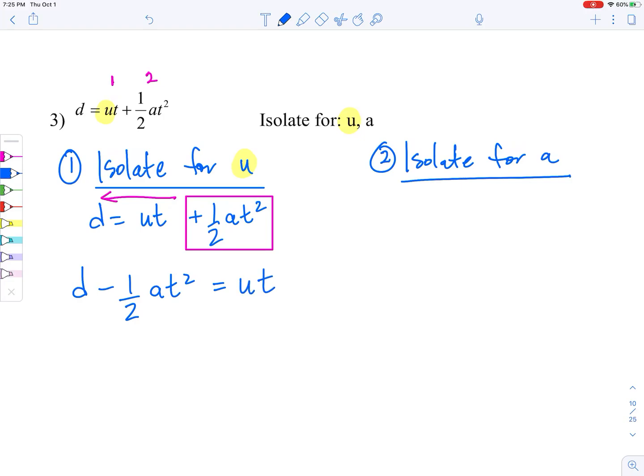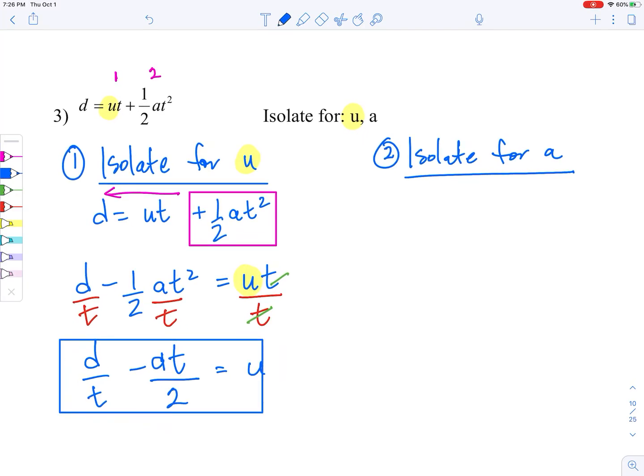Then I'm going to go on and undo the multiplying. So to undo multiplying, if I'm dividing ut, I want u by itself. So I'm going to divide this term by t, that means I'm going to have to divide every single term by t. And our final answer here would be d over t minus, up top we have 1, we don't need to write that, a, t squared up top, t down below, leaves me with just 1t. The denominator will have a 2. And we did all of this because we want the t's to cancel so that we have u by itself.